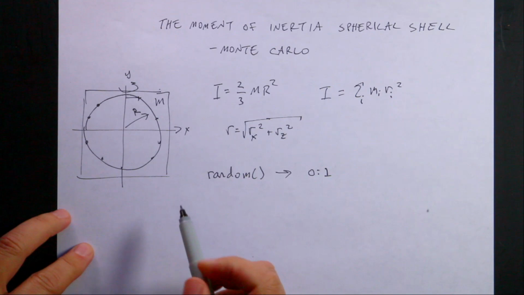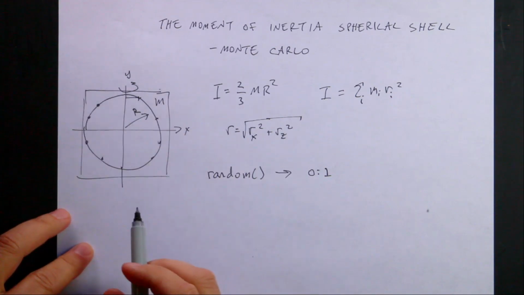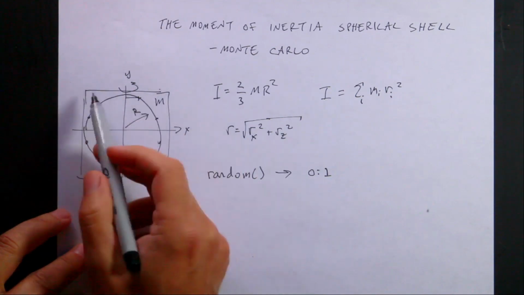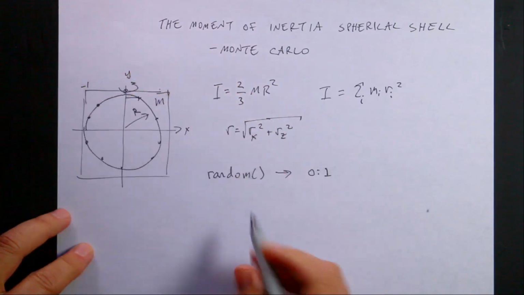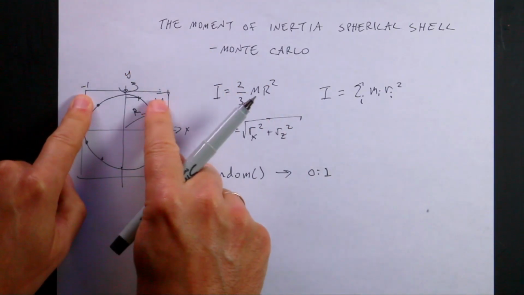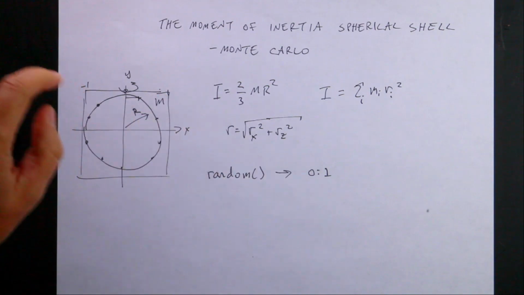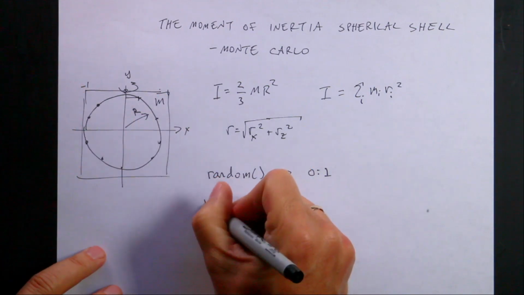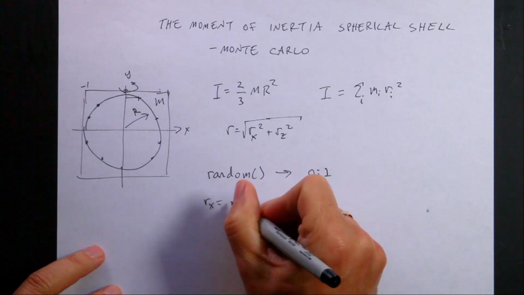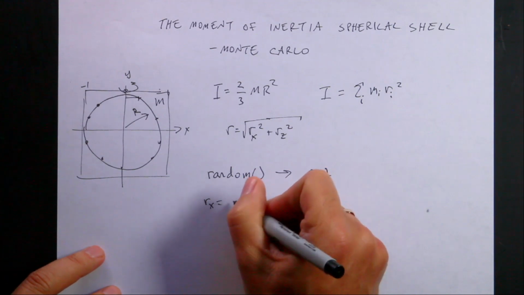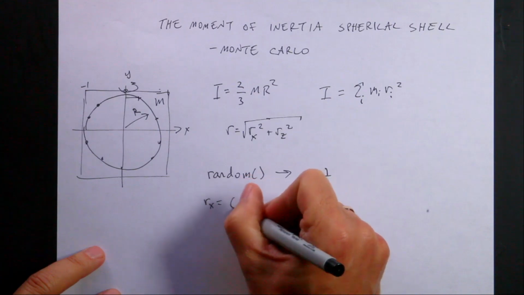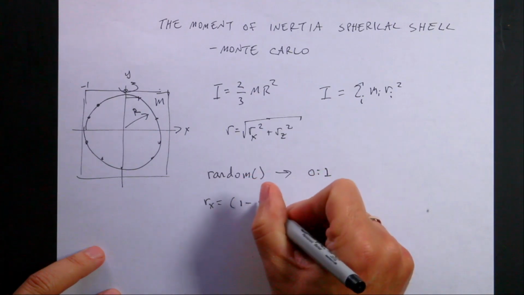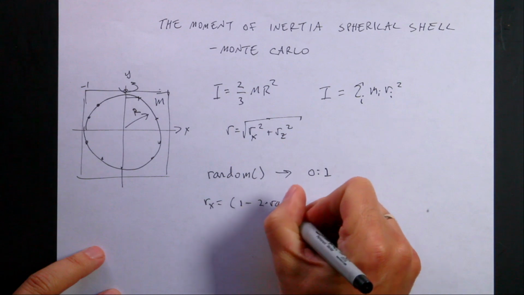And I'm going to do that because I know that I can distribute those uniformly. I can generate, this goes from 0 to 1 and to negative 1. So I need to get an x coordinate between negative 1 and 1. So I can do that, say, rx is going to be equal to, I'm just going to use r equals 1. So this is going to be 1 minus 2 times random.